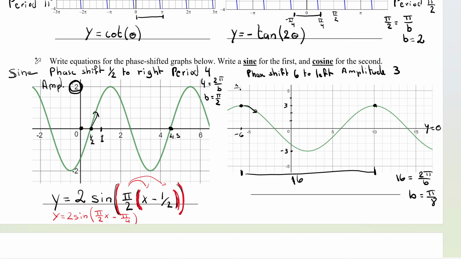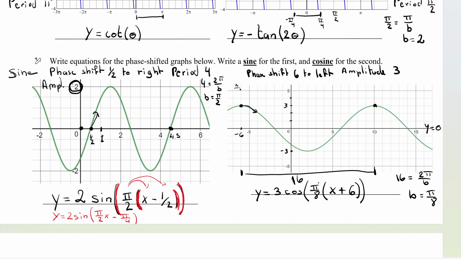Okay, I think we have everything we need, so let's write it. So we're going to have y is equal to, no reflection, but an amplitude of 3. We're using a cosine function. We're going to have a phase shift of 6 to the left and a b value of pi over 8. So pi over 8, separate the b value from the variable with the phase shift. So x minus, actually I want a plus 6 because I'm going left.